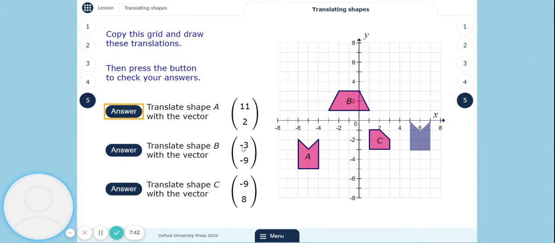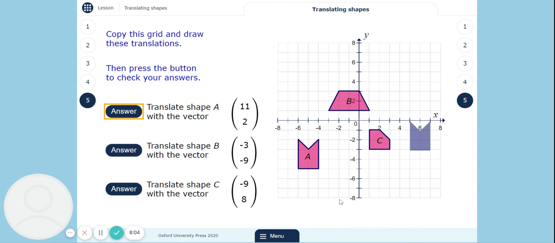Okay, let's have a look at B. So B is minus 3, minus 9. So that's 3 to the left and 3 down. So let's use coordinates this time. So this one is at 1, 1. So 3 to the left is going to go down to minus 2. And 9 down is going to go down to minus 8. So minus 2, minus 8.